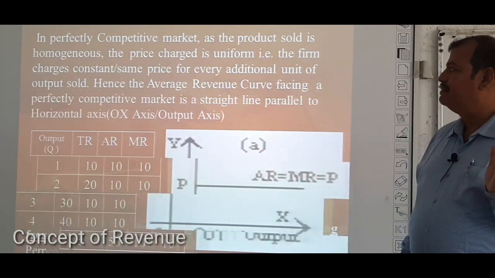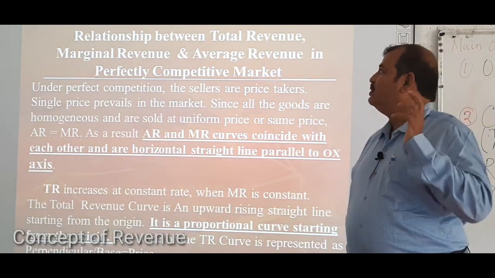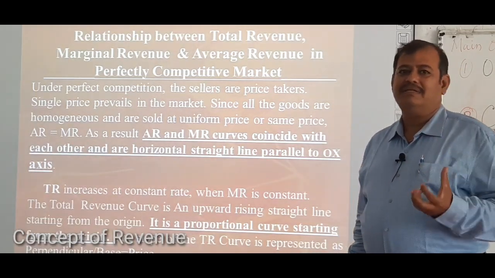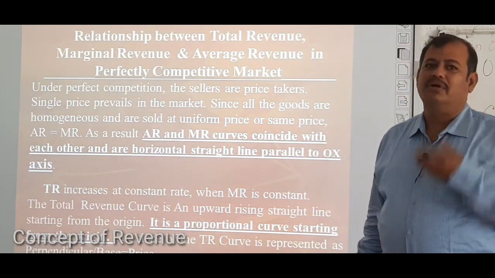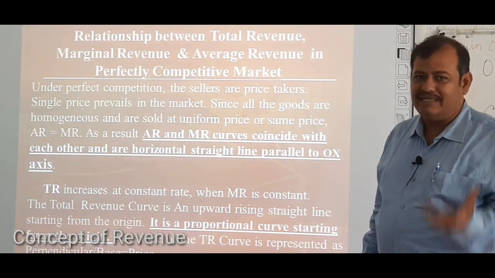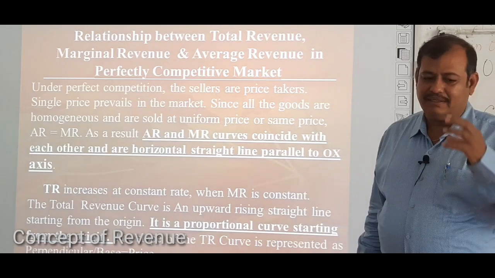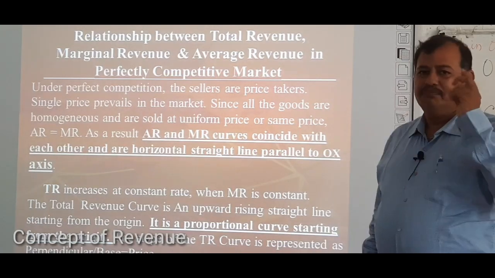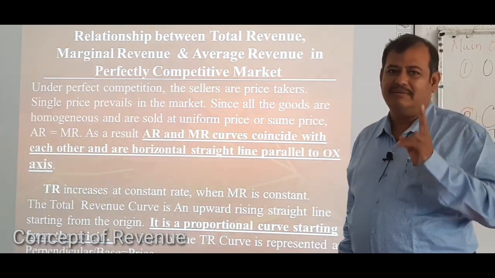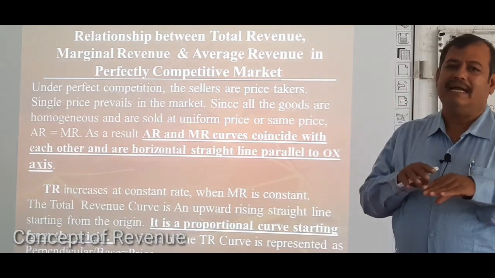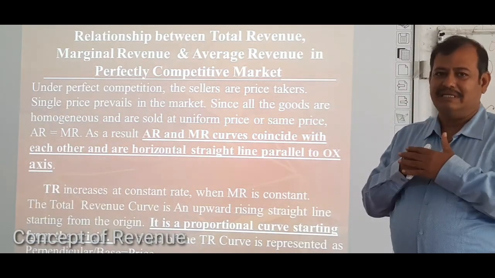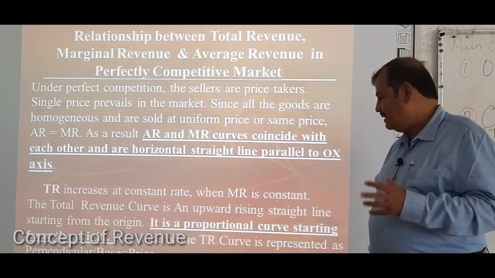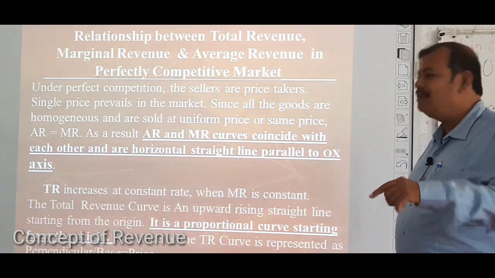Now, if you go to the next one, what is the relationship between total revenue, marginal revenue and average revenue? You will find that under perfect competition, as the price is uniform, the product is homogeneous and firms are price takers, the average revenue is equal to marginal revenue. That is why both the curves, the average revenue and marginal revenue curves, coincide with each other and are straight lines parallel to the horizontal axis. Whereas the total revenue curve is an upward sloping curve and it is a proportional curve starting from the origin.